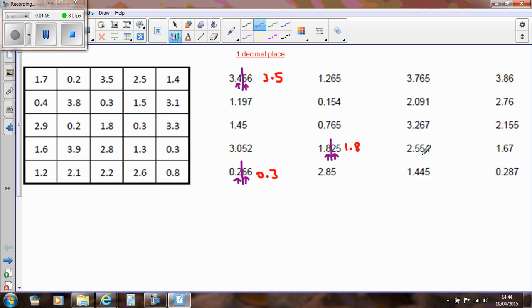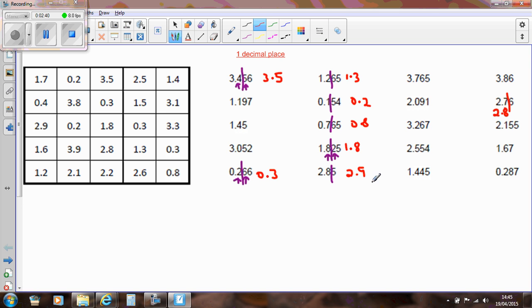Let's look at another one. So let's go with this one, 2.76. So put a line on. This is above 5, so the answer is going to be 2.8. And this one here, the line on. It's above 5, so it becomes 1.3. The line on, it becomes 0.2. The line on, it's above 5, so it becomes 0.8. The line on, it becomes 2.9.